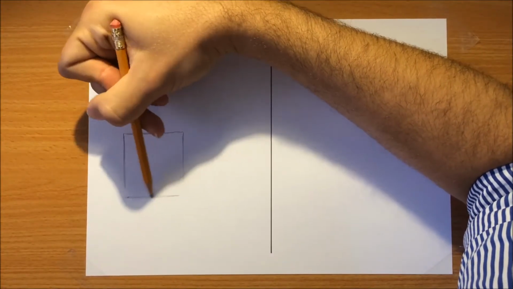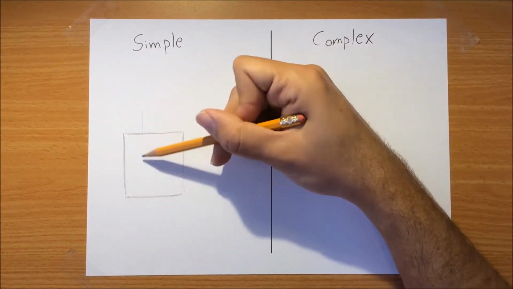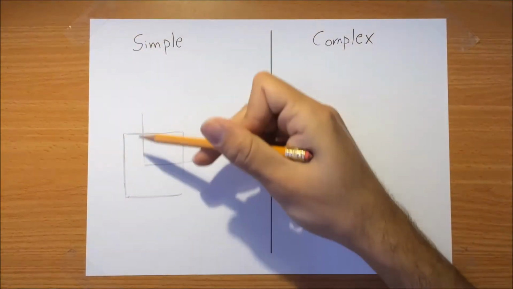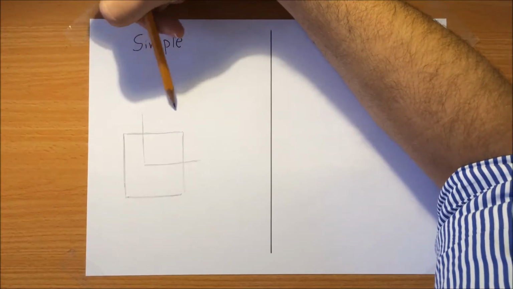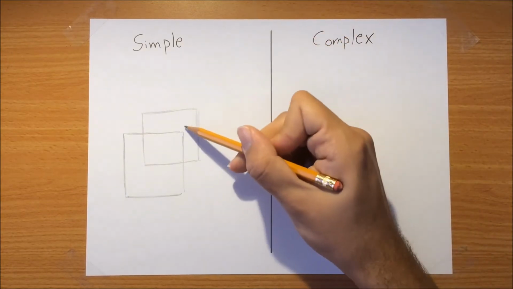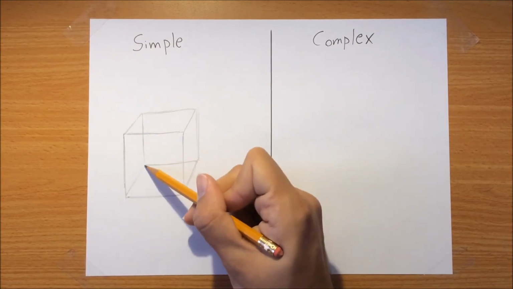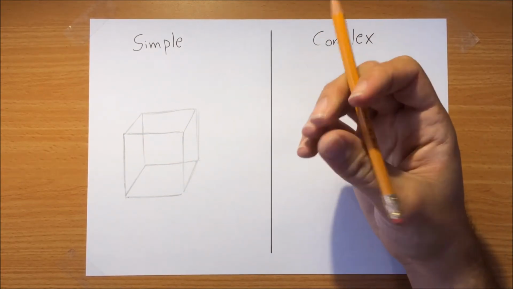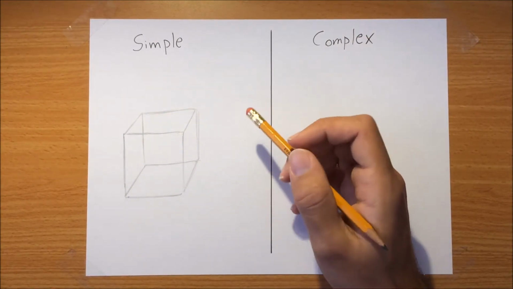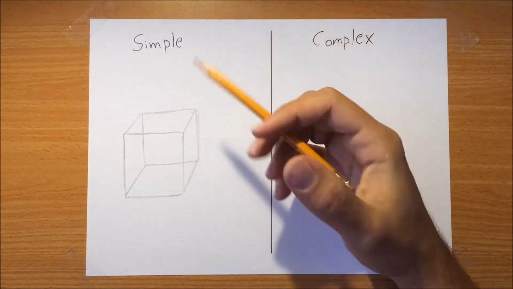If you're unfamiliar with this method, here you go. You just draw one square, then you draw another square slightly above and to the right or to the left or even below, and you just connect all corners. And what we got here is a cube. Actually, what we got here is a transparent cube because these three lines are not visible in reality. So let's go ahead and erase them and make it kind of look better.